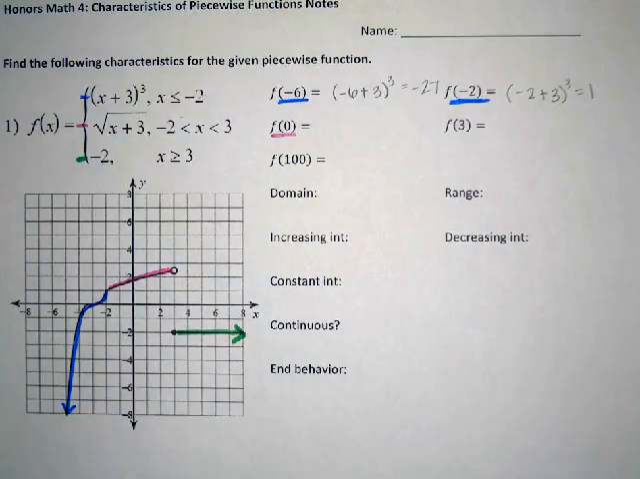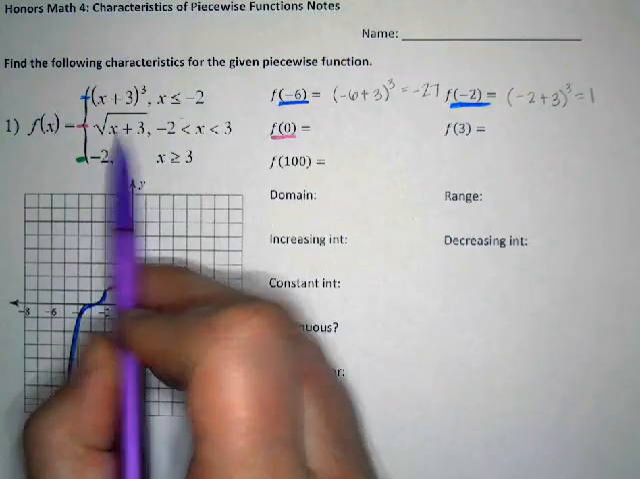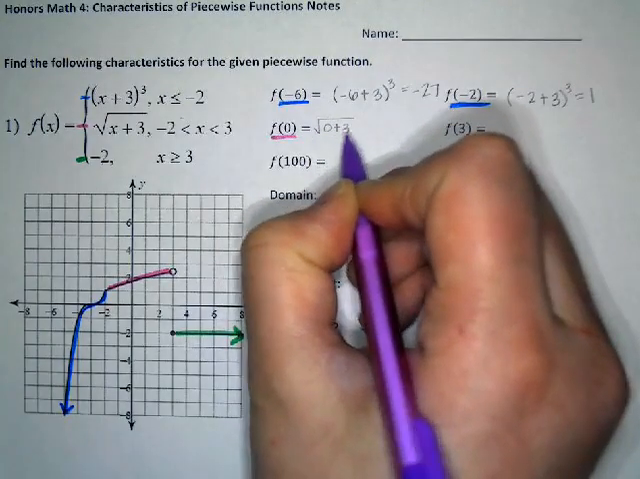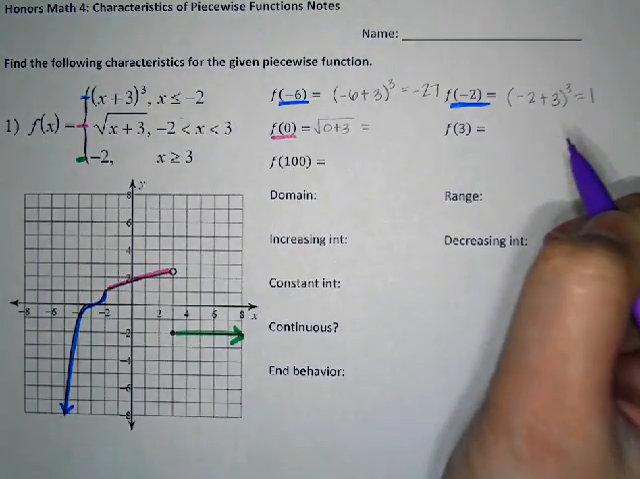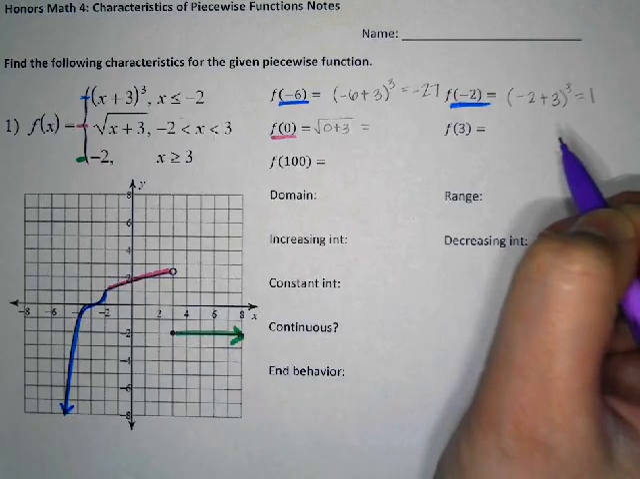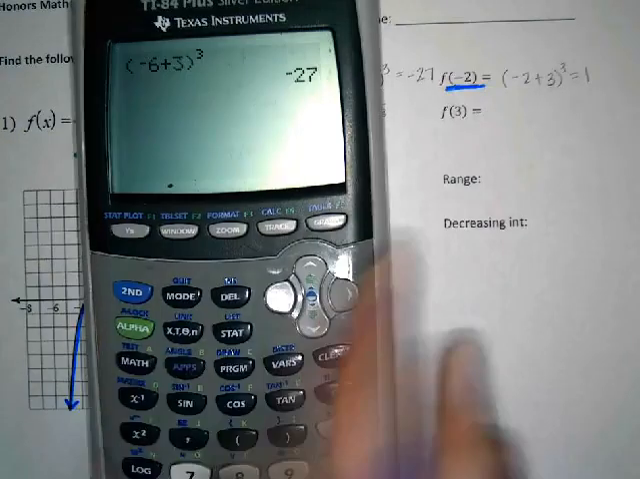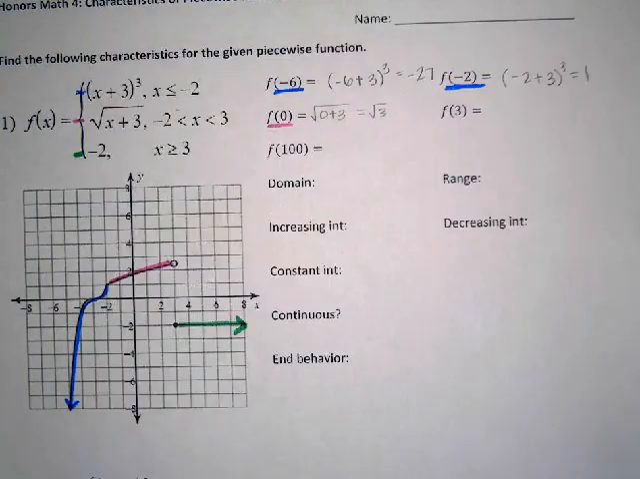So if we plug 0 in, we get the square root of 0 plus 3, which is the square root of 3, whatever the square root of 3 is. It's 1.7, I think. Square root 3, 1.732.